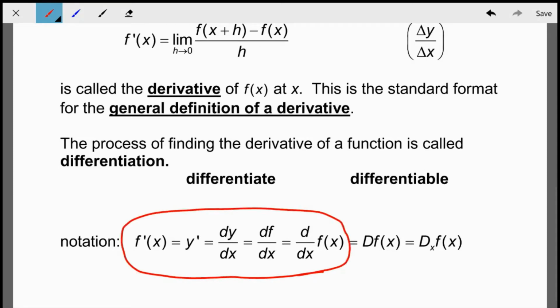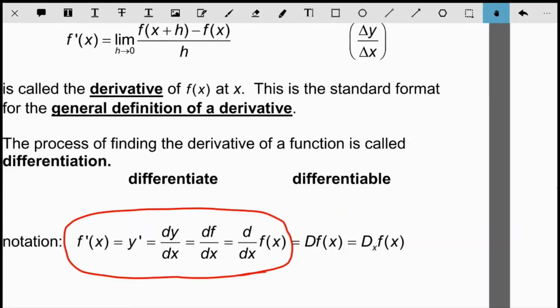So the ones that I'm circling in red here are the ones that you're commonly going to see in this class. f prime, y prime, dy dx, df dx, d dx of f of x, that means take the derivative with respect to x of whatever follows, in this case f of x. So these last two are more of a multivariable calculus type of notation. When you see that capital D, that's also a notation for taking a derivative, and then the subscript is telling me to take the derivative with respect to x for that last one. So the ones that I have circled there are the ones that you really need to know moving forward. And you'll see these enough that you'll get comfortable with the notation.